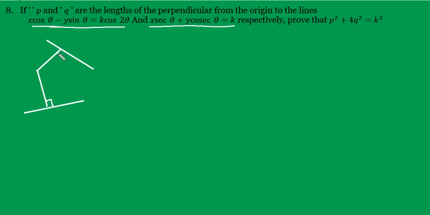So these perpendiculars are coming from origin. This is 90, this is 90. So we have a perpendicular from origin, from this point to this line. Let us call this line 1 and this line 2. We are told that P and Q are the lengths. So this is P, let me call this P and this Q, respectively. So my line 2 is here.